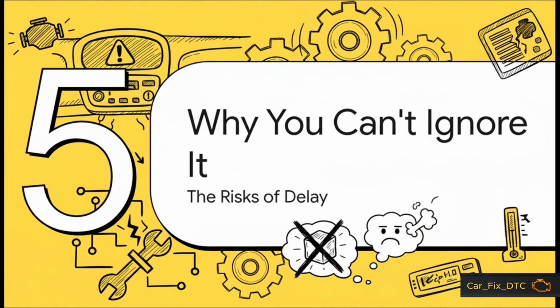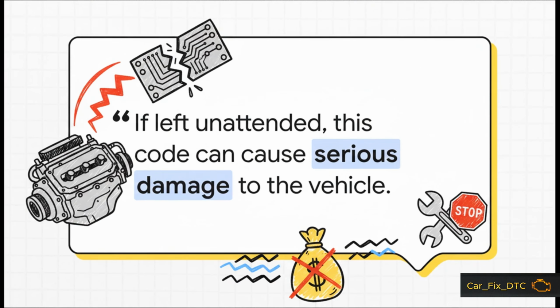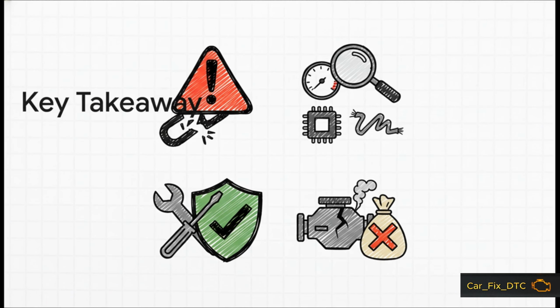So you might be thinking, hey, my air conditioning still blows cold. Can't I just clear this code and forget about it? Well, let me tell you why that is a really, really bad idea. Listen to this. This is a direct warning from the source material. This isn't just about your comfort on a hot day. This code is a symptom of a real, underlying electrical issue. Ignoring it lets the problem get worse, and it could potentially cascade into much more serious and way more expensive damage to your vehicle.